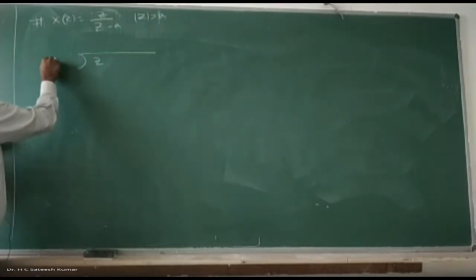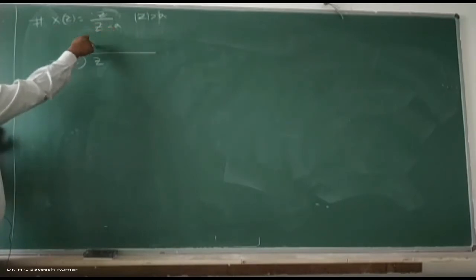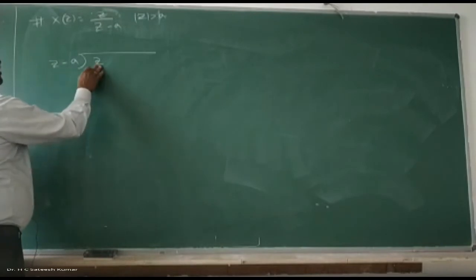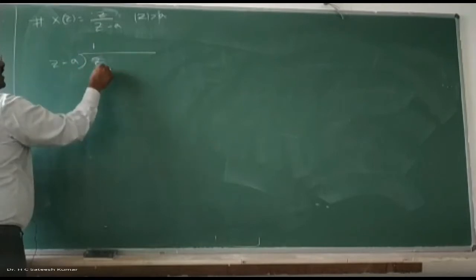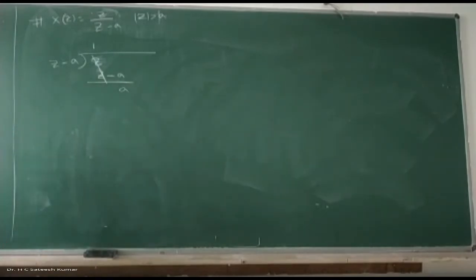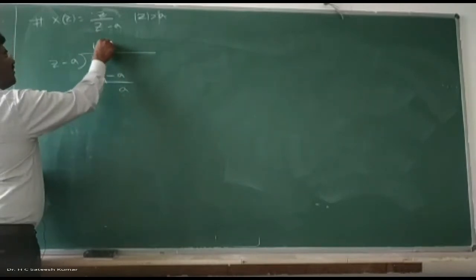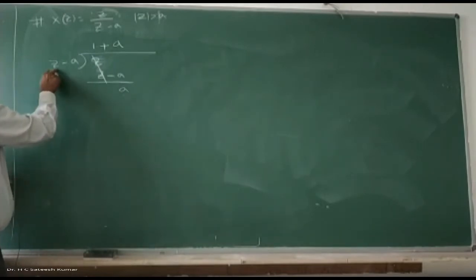z minus a. If you want to get negative powers of z in the right hand side sequence, you should write the equation in decreasing powers of z. So we write 1 into z minus a. This way z you will get. Next, if you want to get a, what you should do? Multiply by a, and I want to cancel out this z so that I will get a.